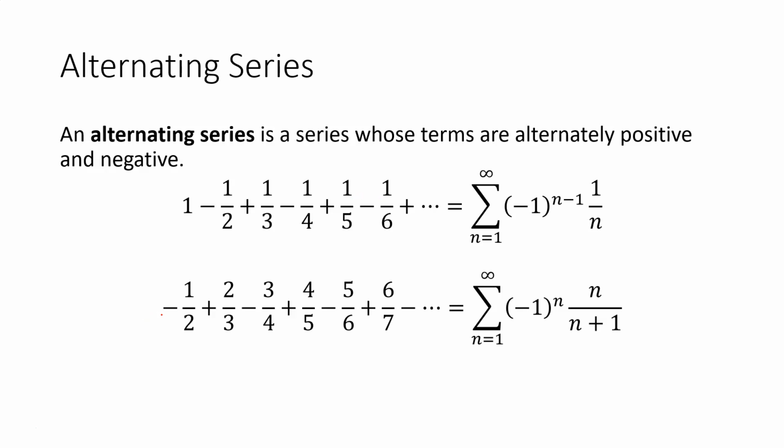Or here's another example where it starts with minus 1/2 plus 2/3 minus 3/4 plus 4/5 minus 5/6, and so on. Similarly, here we have (-1)^n, which gives it the alternating part. So that's one thing you can look out for. If it contains that factor of (-1)^(n-1) or (-1)^n in the series, you know that it's going to be an alternating series.